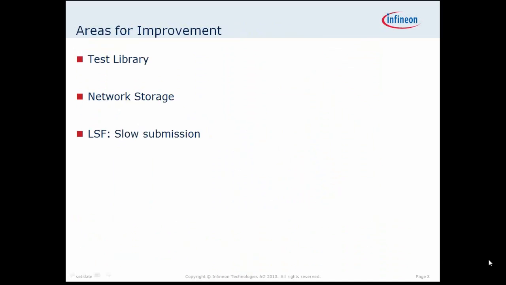Okay, so we identified 3 areas for improvement to our flow. First was the test library, the next was the network storage, and finally it was the speed of submission of our jobs to the cluster. I'm going to talk about each of those separately and in a bit more detail.